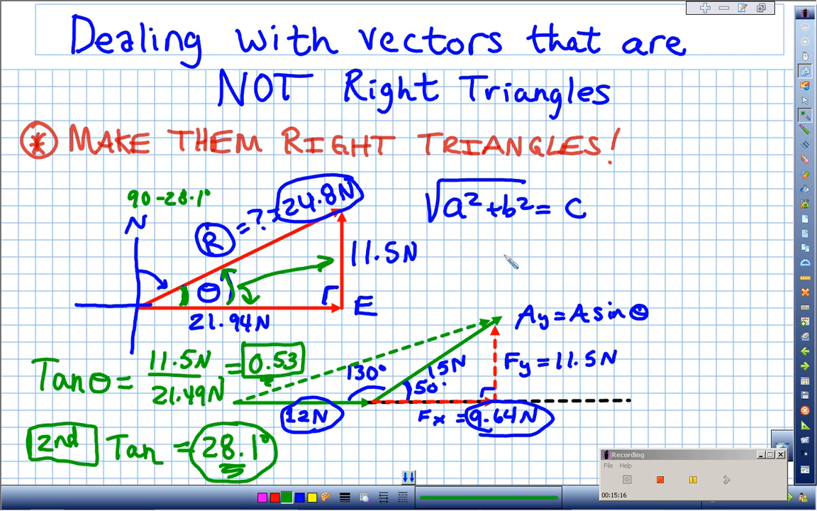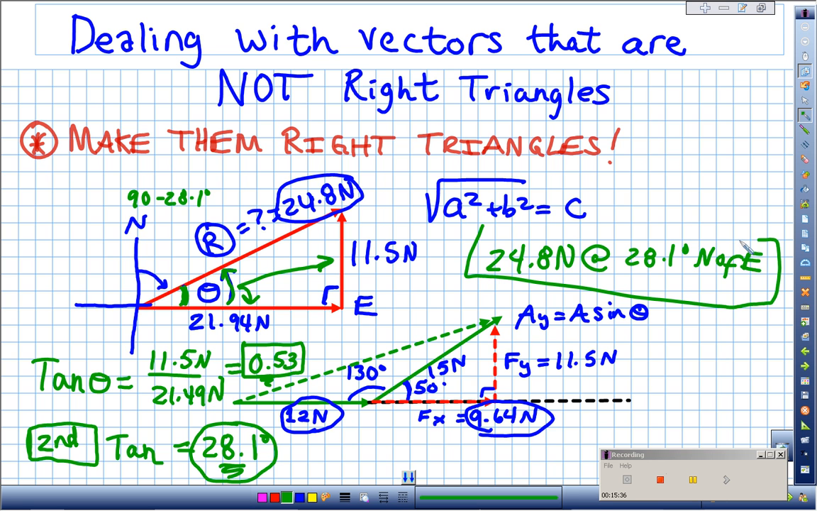I'll do that. So my final answer for this one, in terms of the resultant and its direction, would be a magnitude of 28.4 newtons at a direction of 28.1 degrees north of east. Final answer.